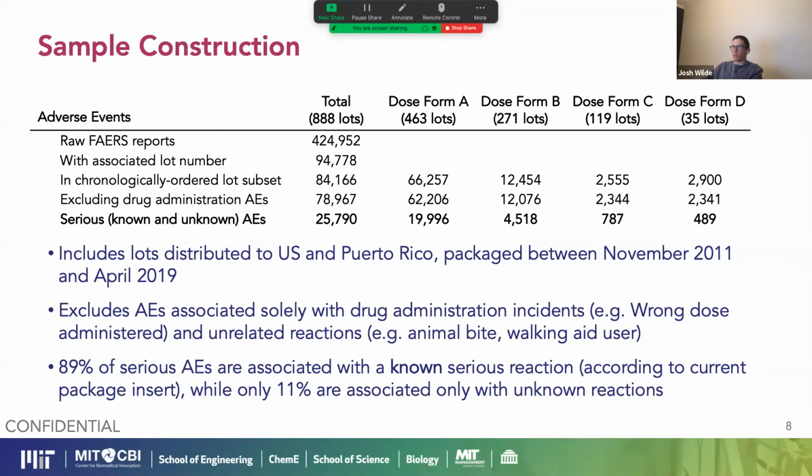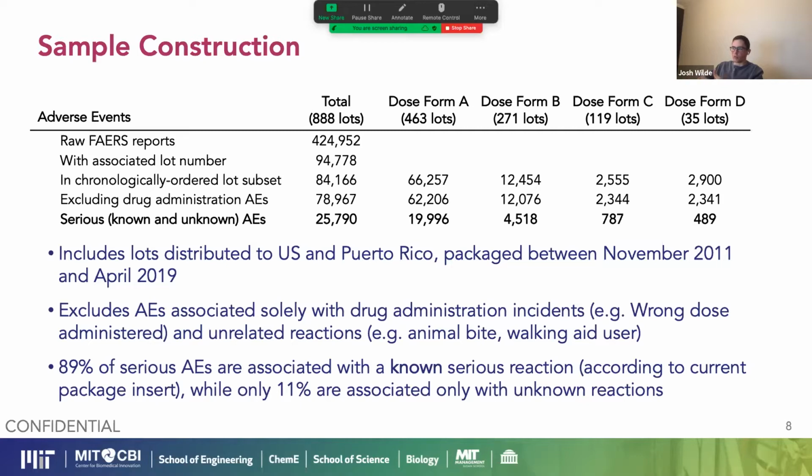And so from this, our data set that we're going to use is actually 4 different data sets. We separate the lots that we have information about into 4 different dose forms. As we've been interacting with an industry partner or manufacturer on this topic, we've learned that the dose form that a drug is delivered in really matters for the types of adverse events and side effects that are reported. And this sort of makes sense.